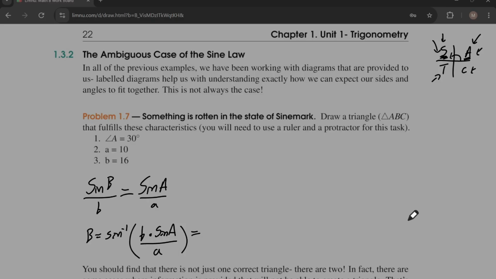And so I'm going to go ahead and type that in on my calculator here. That is going to be 16 times sine of 30 divided by 10, and I get an angle of 53 degrees. Okay, so this is a possible angle wherein I've got roughly a 30 degree, right? So that we'll call this A, and then you've got about 50 degree, right? And this is B.